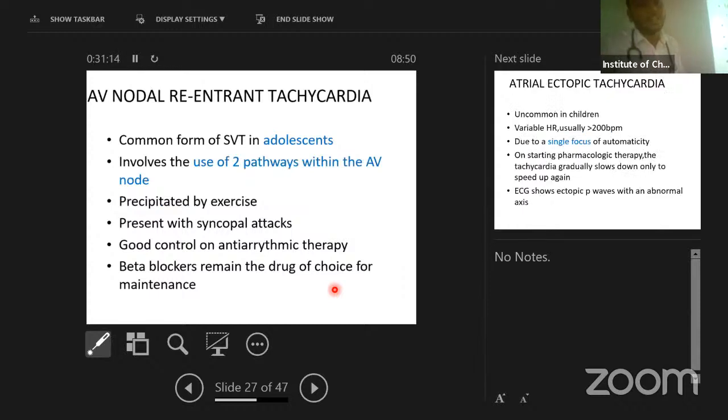AV nodal reentrant tachycardia is common. It is a common form of SVT in adolescents. It involves basically two pathways within the AV node. It is precipitated by exercise and presents with repeated syncopal attacks, but it is well controlled with antiarrhythmic therapy. Beta blockers remain the drug of choice for maintenance.